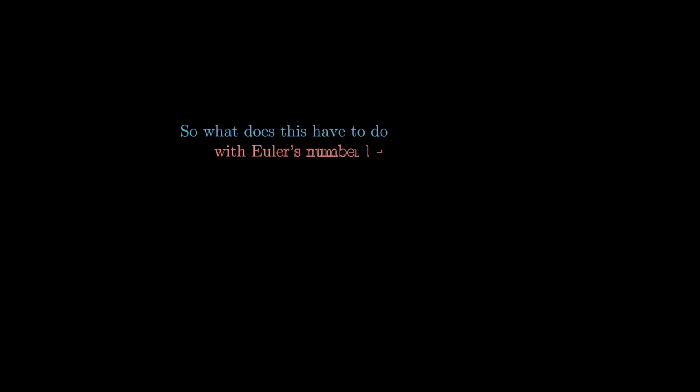Okay, so at this point you're probably asking, so what does this have to do with Euler's number being geometric? What do loops and vector fields and locally constant functions have to do with numbers, let alone Euler's number?